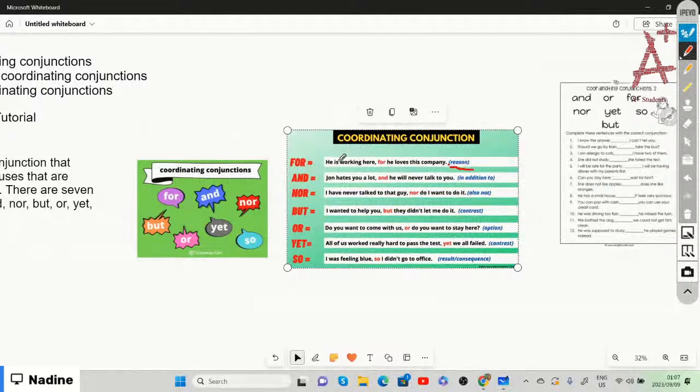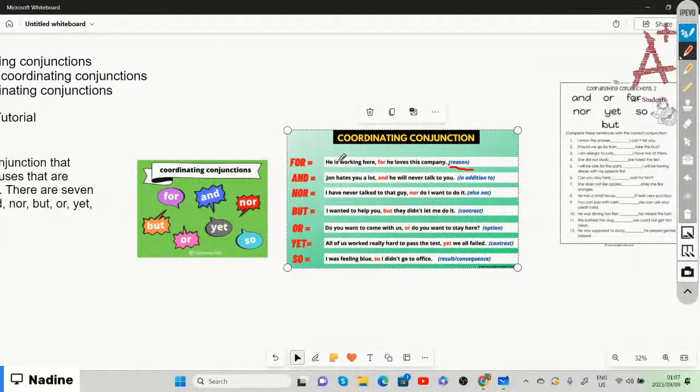He is working here for he loves this company. So it's almost like asking, so why? Why is he working here? Because he loves the company. So it's like giving a reason, responding to the question why.